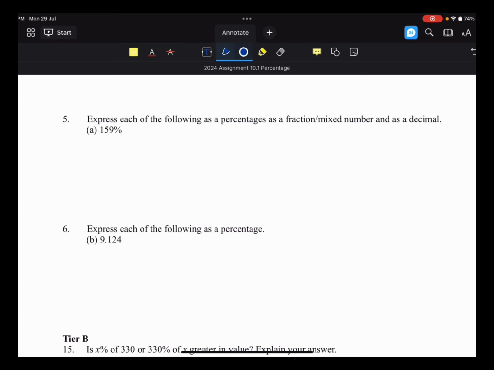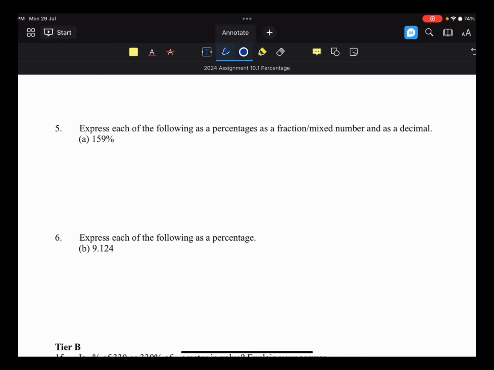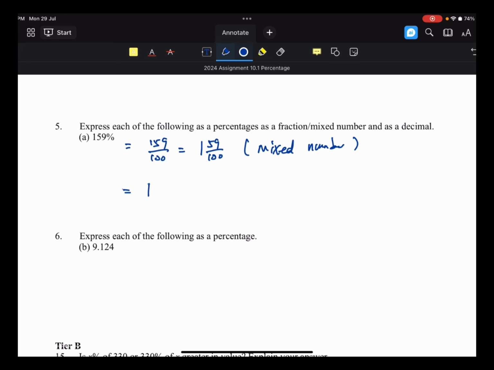Okay. So second page we have 159% now. Again, we want to write it as a fraction as well as a decimal. So this one is equal to 159 over 100, okay, and as a mixed number it will be 1 and 59 over 100, right? So this one is a mixed number. Now in terms of decimal, because it's more than 100%, it will simply be 1.59. So this is in decimal.